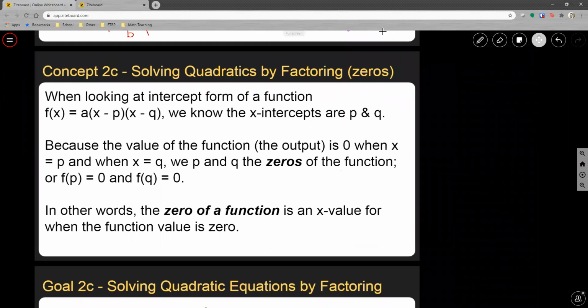I apologize. So next concept, solving quadratics by factoring: the zeros of an equation. When we're looking at the intercept form of a function, which we've done multiple times, f of x equals a times x minus p times x minus q, we know the x-intercepts are p and q. We've talked about that a ton. Because the value of the function, the output, is 0 when x is equal to p or x is equal to q, we know, there's a typo here, p and q we call the zeros of the function. In other words, if I take the function at p, my output's going to be 0, or the function at q, my output's going to be 0. So the zero of a function is an x value for when the function value is 0.